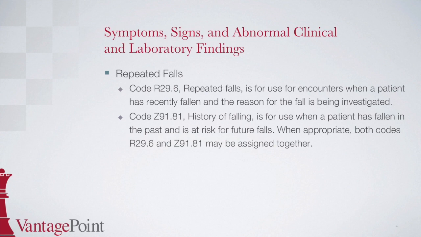Code R29.6, repeated falls, should be used for patients who have recently fallen and the reason for the fall is being investigated. Code Z91.81, history of falling, should be used for patients who have fallen in the past and are considered to be at risk for more falls. You may end up coding both R29.6 and Z91.81 for the same encounter to show that a patient who has recently fallen is at risk for future falls.